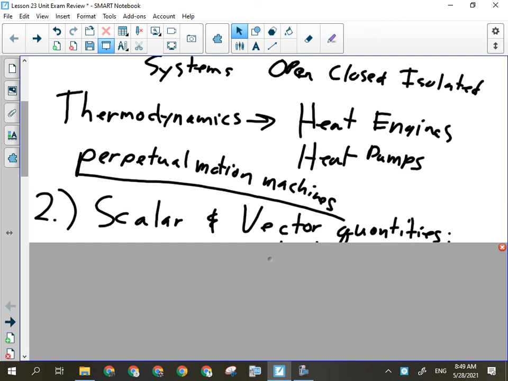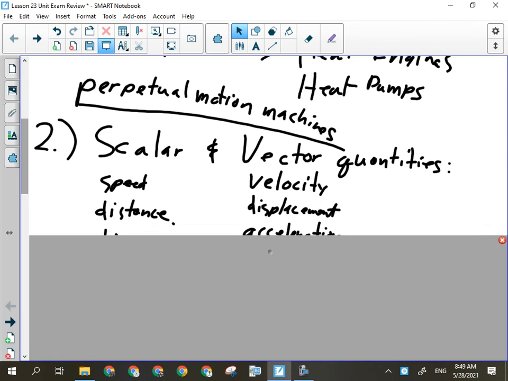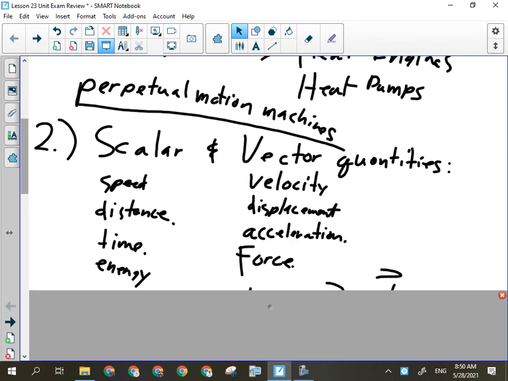All right, our vector quantities that we went over were velocity, displacement, and acceleration. Those are all vector quantities. Force is also a vector quantity, but it's not something we ever had to worry about in this unit. And you won't have to worry about whether it has direction or not on your unit exam either.